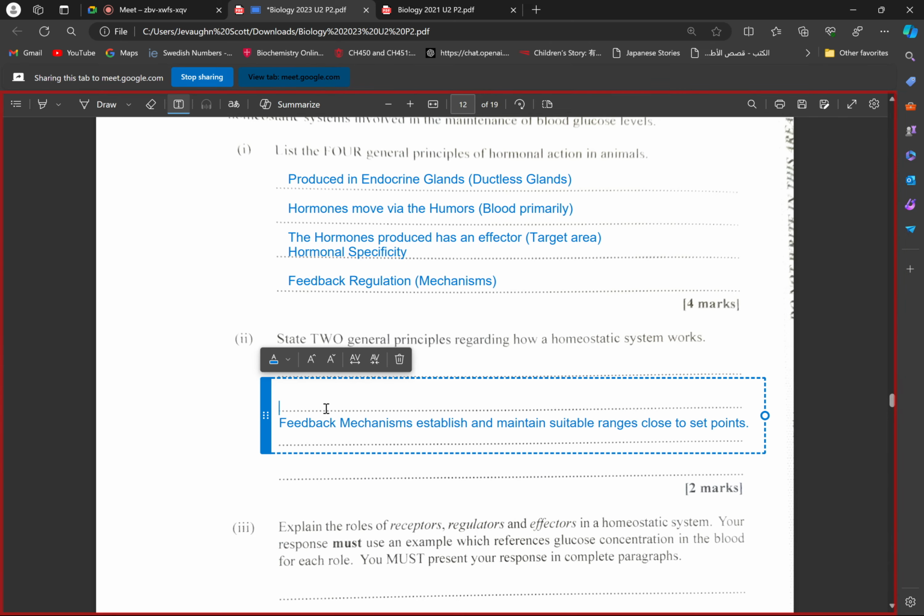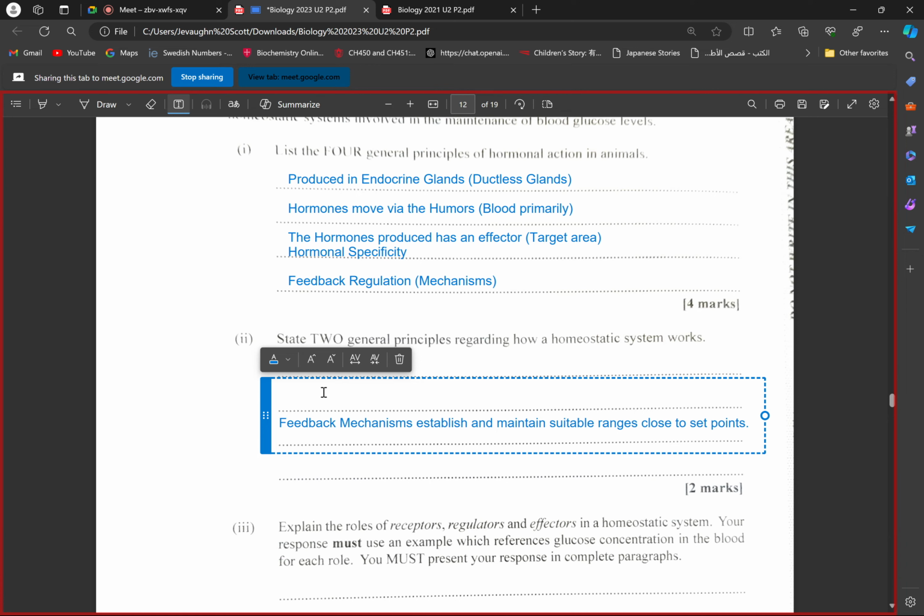So generally the principles underlying homeostatic systems are that they work through hormonal action and feedback mechanisms. Right, so this question is kind of weird, but generally it's the feedback mechanisms and their integration with physiological systems that we talk about.